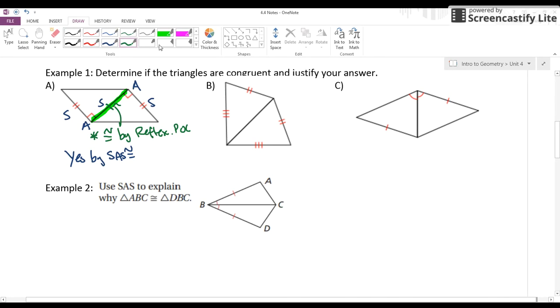Take a look at B. What do we think? Can I use SSS or SAS here? Well, hopefully you're seeing I've got no information about angle bisectors or congruent angles, so SAS is automatically out. But you also see this once again, we share this side here, which means we've got the reflexive property once again. So that's congruent by the reflexive property.